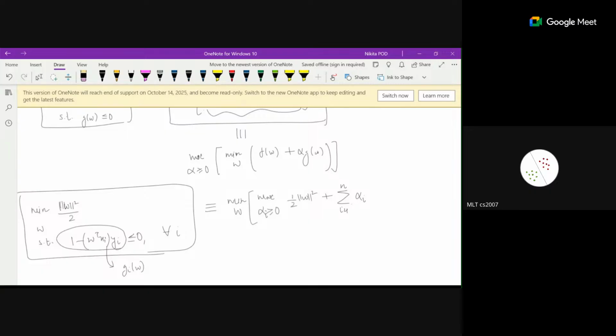So alpha i into 1 minus W transpose Xi Yi.